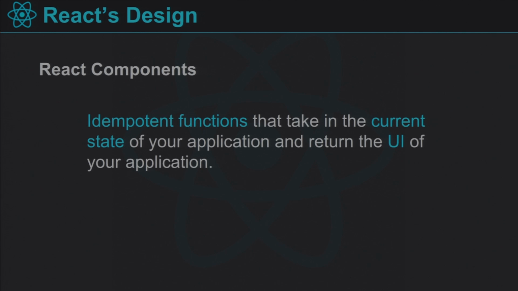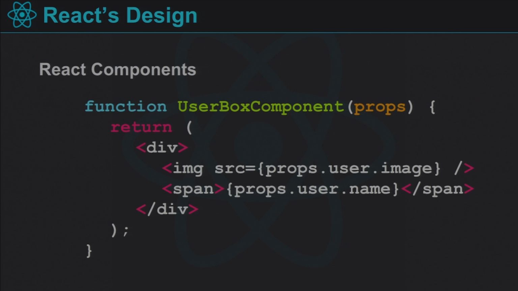A React component is, in a sense, an idempotent function. What this means is that it takes the state of your application as an input, and it outputs some sort of user interface, some sort of UI markup, HTML. So you could think of a React component as a function. It takes in some properties, and it returns some HTML. In fact, this is a perfectly valid React component. You can take this exact code, plop it into your application, and it will work.